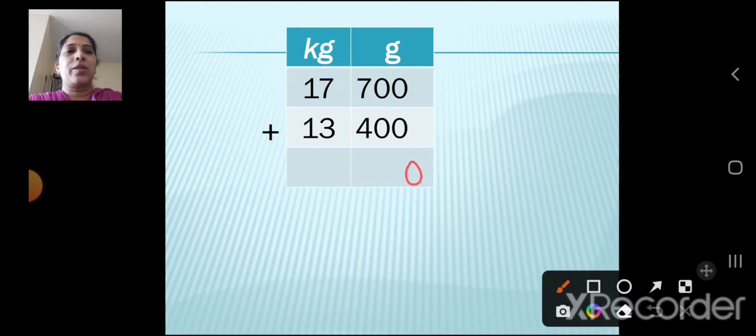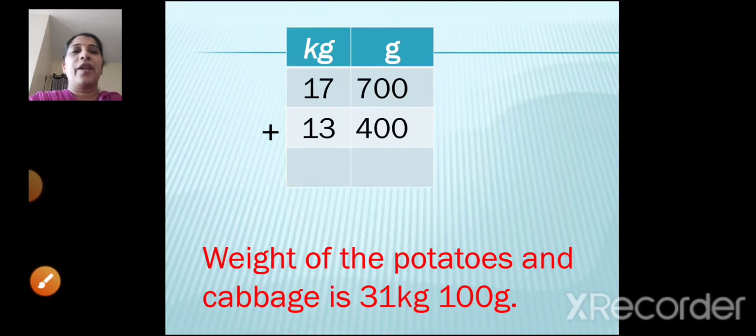So now we will first add them. So 0 plus 0 is 0, 0 plus 0 is 0, 7 plus 4 is 11. So 1 written down, 1 carried over. 1 plus 7 is 8, 8 plus 3 is 11. So 1 written down, again 1 carried over. 1 plus 1 is 2, 2 plus 1 is 3. So we got 31 kg 100 gram as the weight of the potatoes and the cabbage. So we will write weight of the potatoes and cabbage is 31 kg 100 gram. Now we have to do another part. This was the first part of the problem. So what is the second part of the problem?